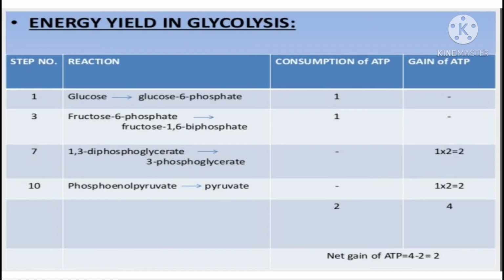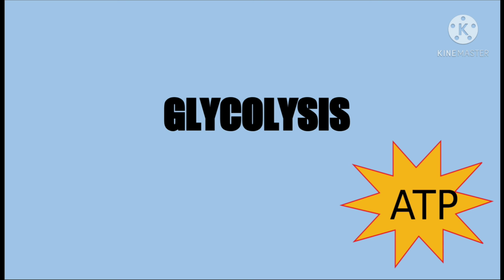Looking at the energy yield in glycolysis, there is a net gain of 2 ATPs. That is, there is consumption of 2 ATPs and gain of 4 ATPs. So there is net gain of 2 ATPs. ATP consumption occurs in first and third step, while ATP gain occurs in 7th and 10th step of glycolysis. That's it. We have covered the steps of glycolysis and enzymes involved in the different steps of glycolysis. I hope that you understood about the glycolysis.